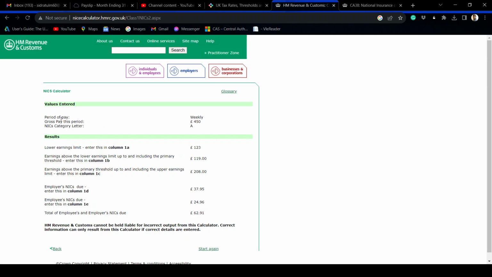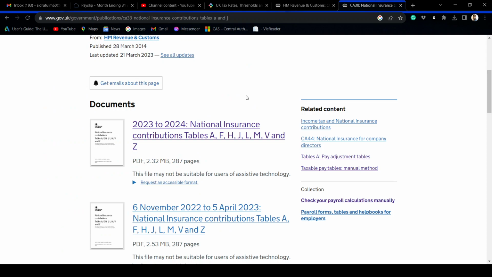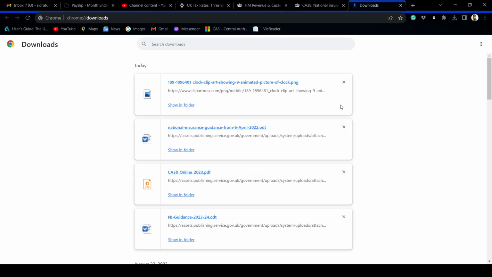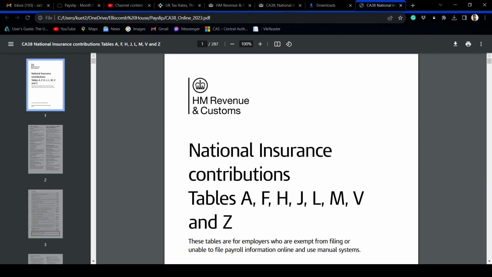25 pound. Now, this NICs category letter, everyone struggles to find out what it is. What is this NICs category letter thing? It's basically a table provided by the government. If you go on this website, you will get the latest national insurance contributions table, this one. If you download this table, let me just open it for you. I have downloaded it, this one. So this is the national insurance contribution table.